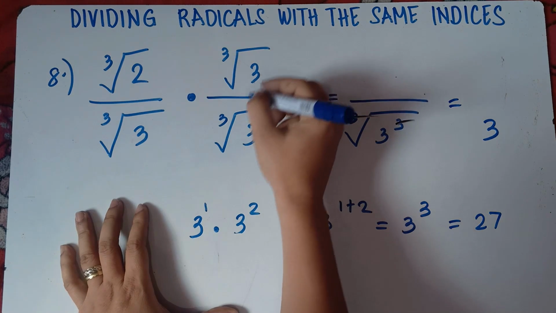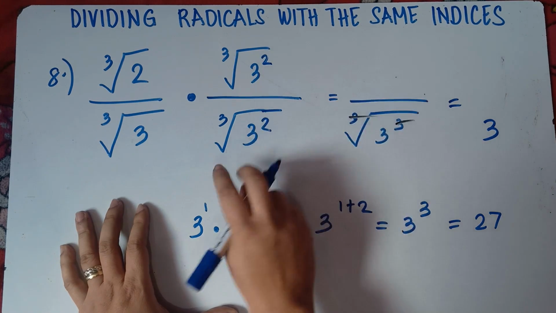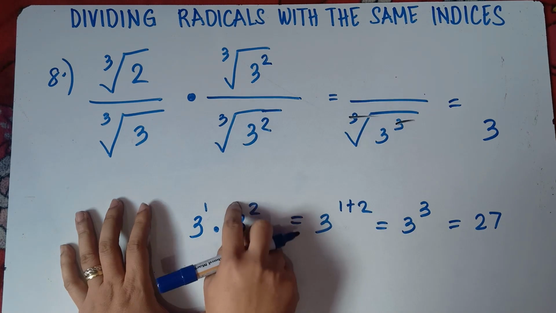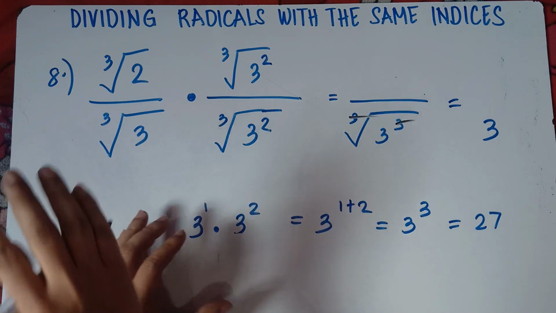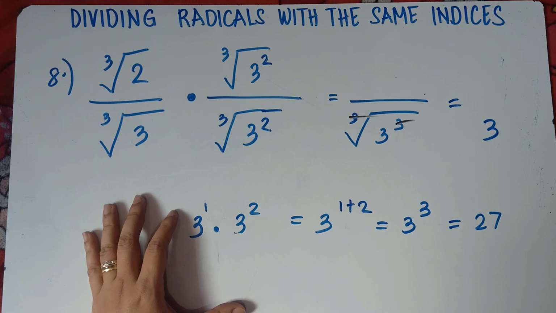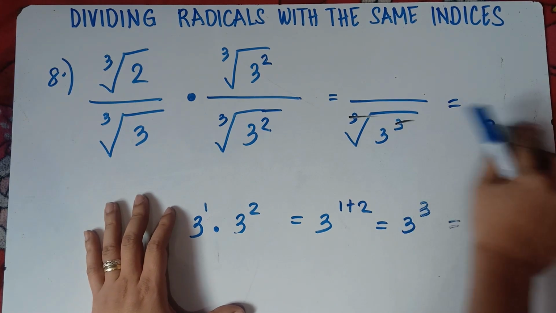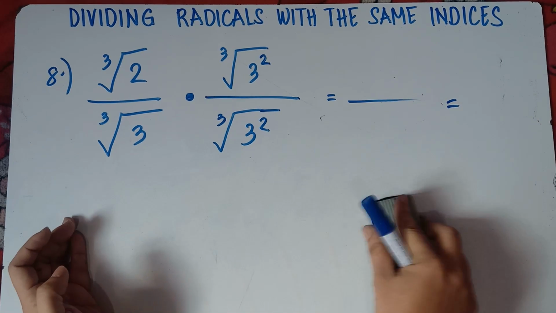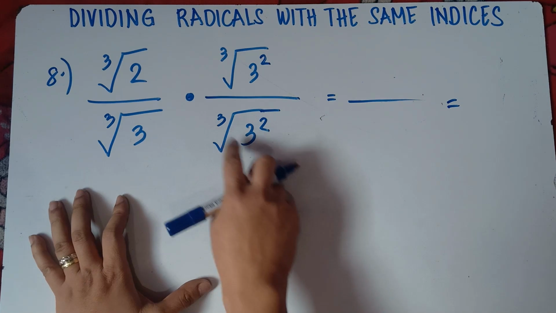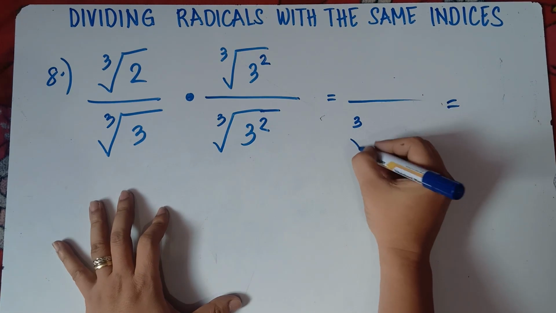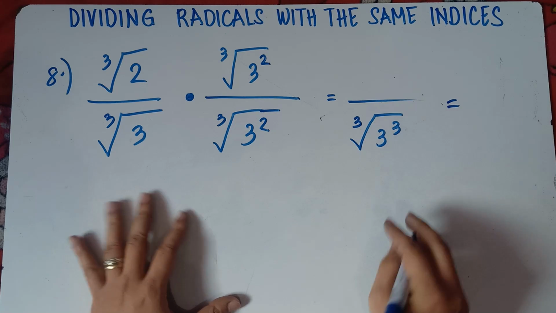So multiply this one by the cube root of 3 squared. It should be the cube root of 3 squared, class. It's not only 3, it should be the cube root of 3 squared. So it's different from the square root, class. So let me multiply it again. So this will be cube root of 3 multiplied by cube root of 3 squared. This will be cube root of 3 raised to the power of 3.